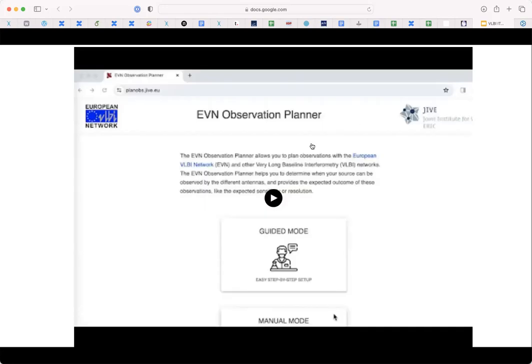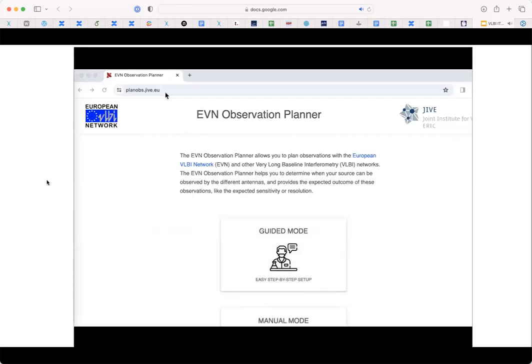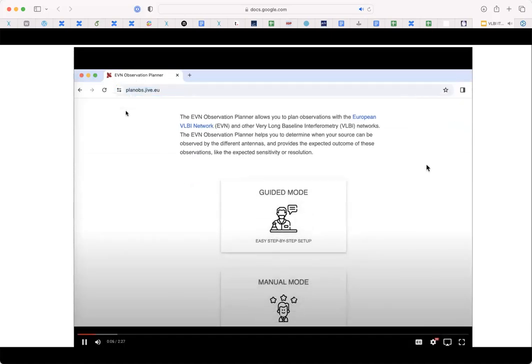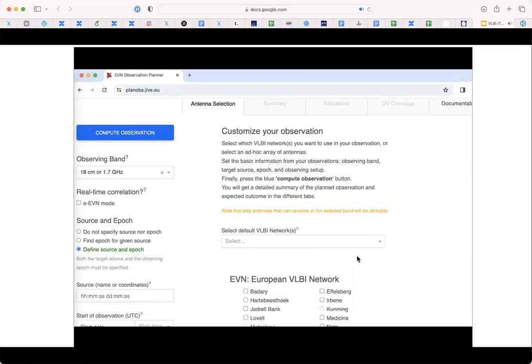That was on the EVN observation plan that was put together by Kazi, and I'm going to show how this is a really nice tool that's been recently released. This is the link here at the top, and you have either a guided mode or a manual mode. We like the manual mode.